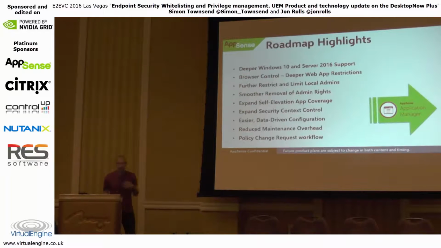So some of the things that we are introducing into AM going forward, obviously Windows 10 and 2016 support. We're doing more with browser control now. So we've always had the ability to do URL redirection. We can elevate websites and elevate web installs. We're actually looking at now managing and controlling web applications.